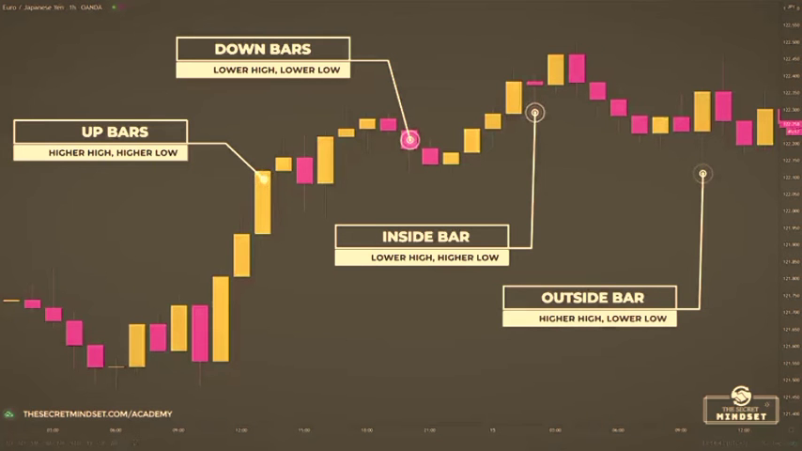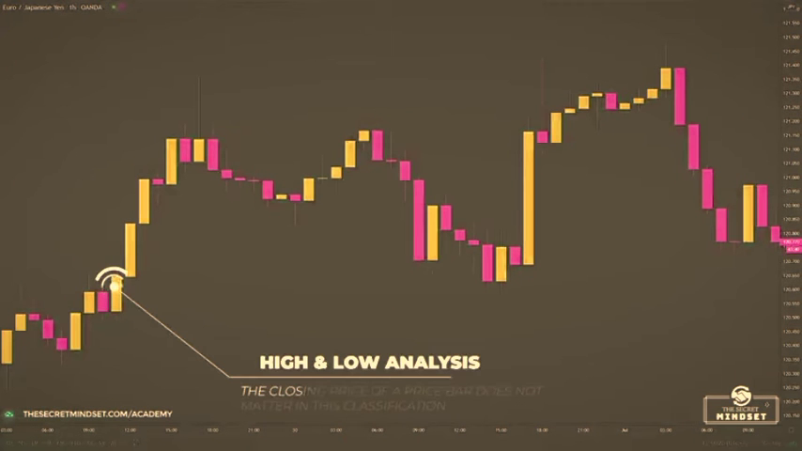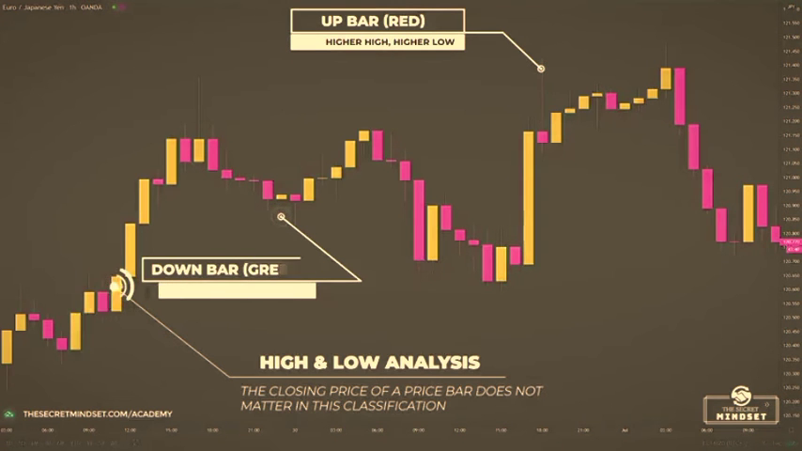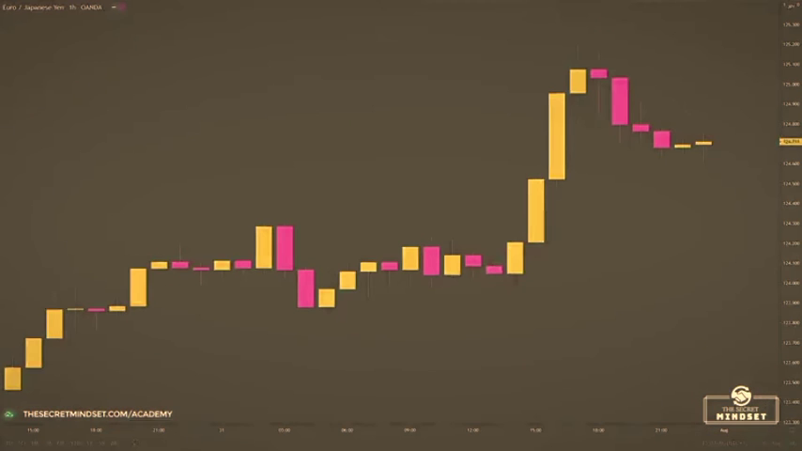So how to define market swings? The first step is to classify every price bar into one of the following 4 types: up bars, down bars, inside bars and outside bars. These labels describe the relationship of each bar's high-low relative to the previous bar. 1. Up bars have the following characteristics: higher high, higher low compared to the previous bar. 2. Down bars have lower high, lower low compared to the previous bar.